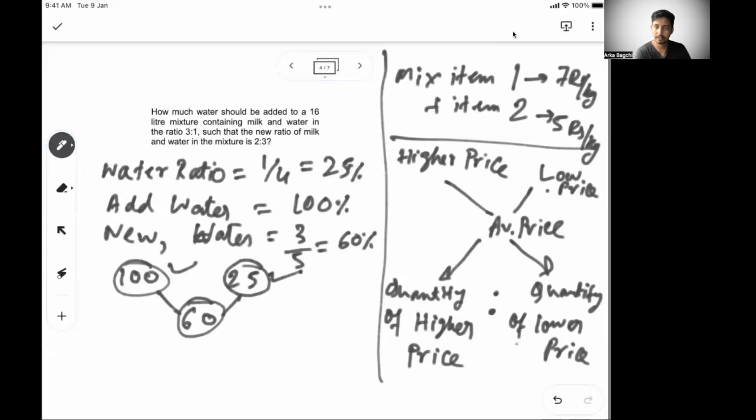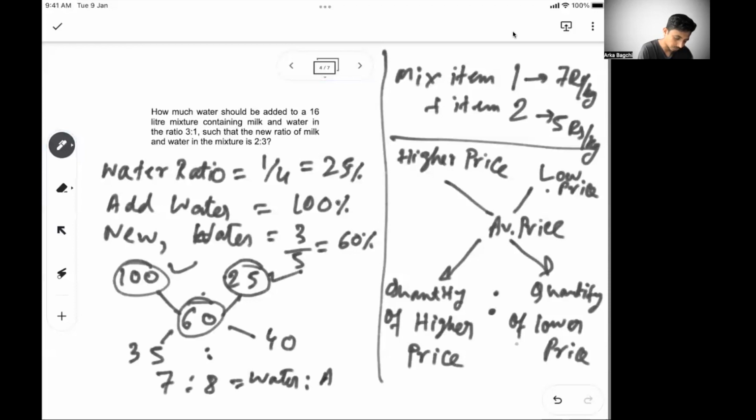So again, we'll get the ratio. 100 minus 60 is 40, and 60 minus 25 gives you 35. So 35:40, or 7:8 is the ratio of water. Oh, sorry, not actual mixture, water to initial mixture. 7:8 is the ratio for water to initial mixture.